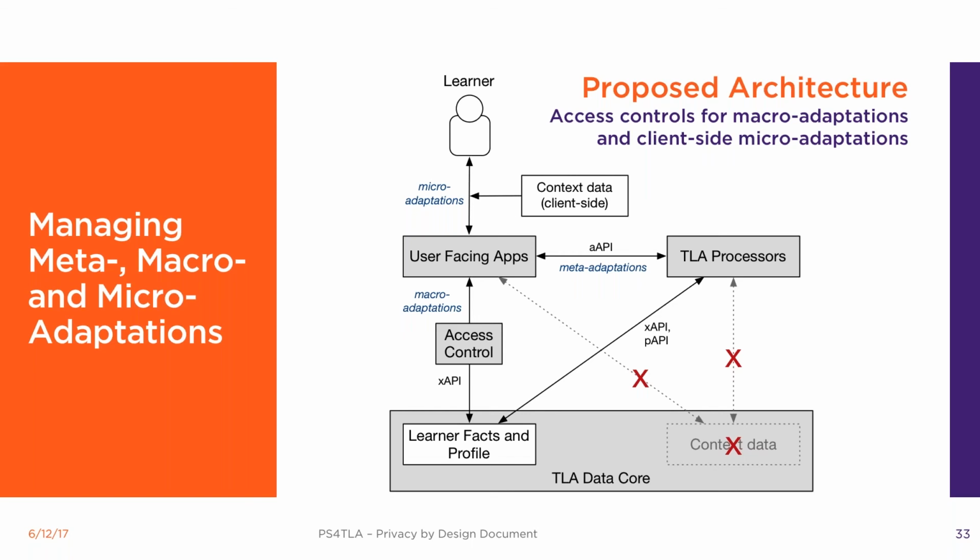And so one thing that I think is important is to use context data primarily client-side and maybe remove it from the data core altogether, or only store it in aggregate form so that that data does not contain any very sensitive information. Finally, I'm also advocating some kind of access control mechanism whereby apps cannot access the learner profile in an unfettered way, and where users actually have control over which applications can access which type of data.